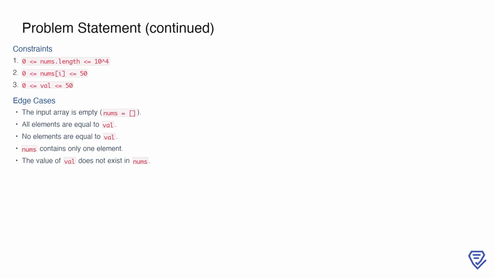Key edge cases to keep in mind include scenarios where the input array is empty, all elements are equal to val, no elements are equal to val, the array contains only one element, or the value of val does not exist in the array at all. Considering these cases during implementation will help you ensure your solution is robust and handles all possible inputs correctly.